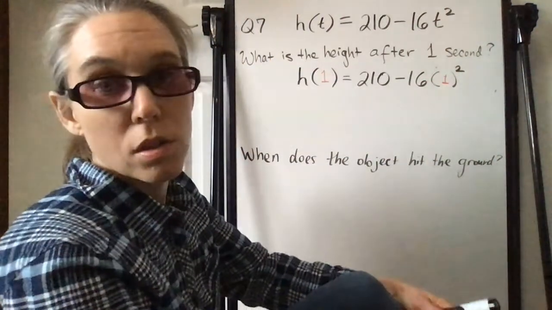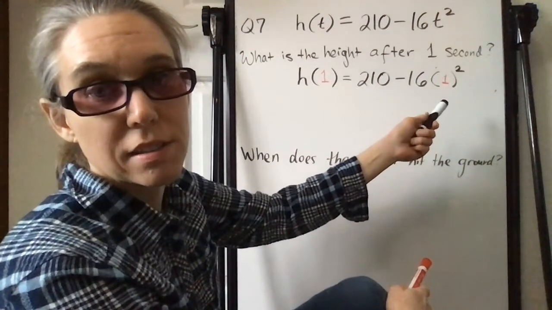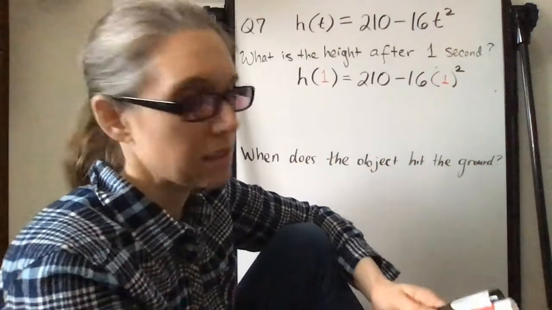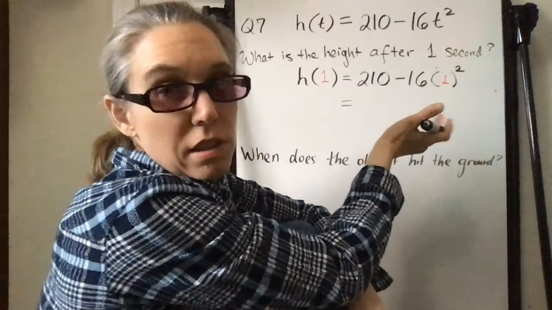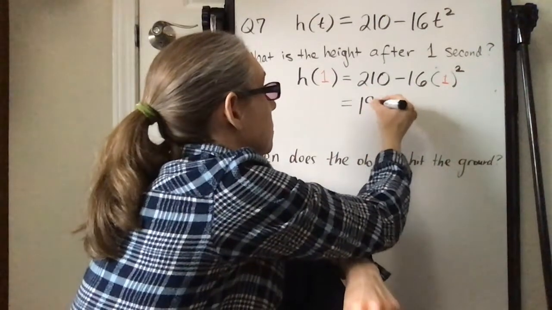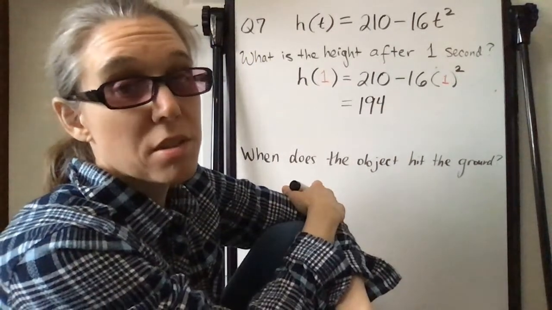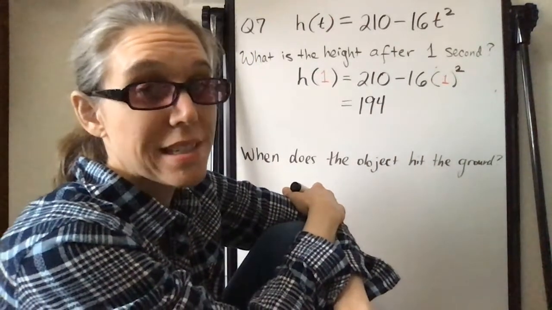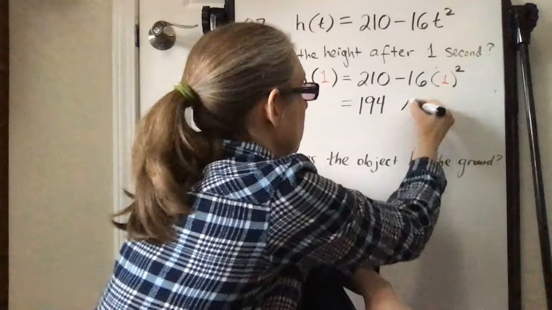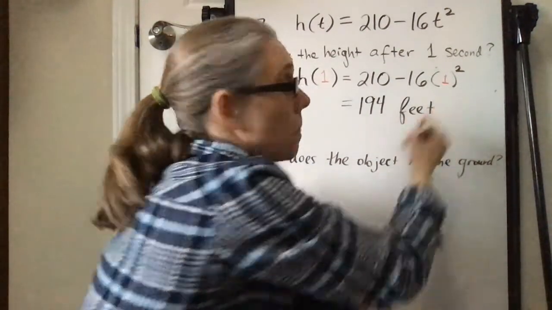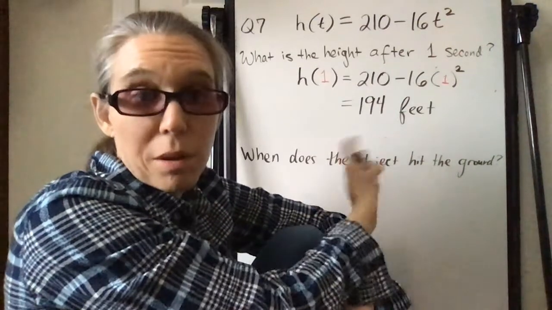Okay, so 1 squared is 1, 16 times 1 is 16, 210 minus 16 is 194. You can, of course, use a calculator. So 194. But remember, this is a word problem, so we do need to include the units. Here we would say feet. The problem tells you on MyOpenMath that this is a feet problem.